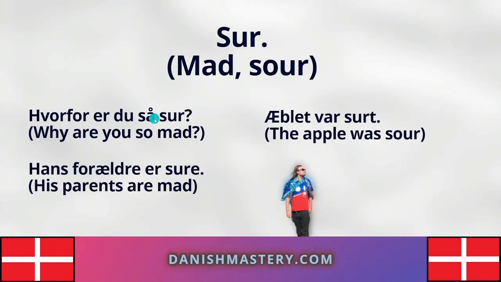Hvorfor er du så sur? Hans forældre er sure. Æblet var surt. So maybe you already guessed it, but here we have the regular form, without the T. Here it's with the T, and this is plural. Sur, and then surt, because æble, and then sure, because forældre. That's plural, so you gotta add the E.